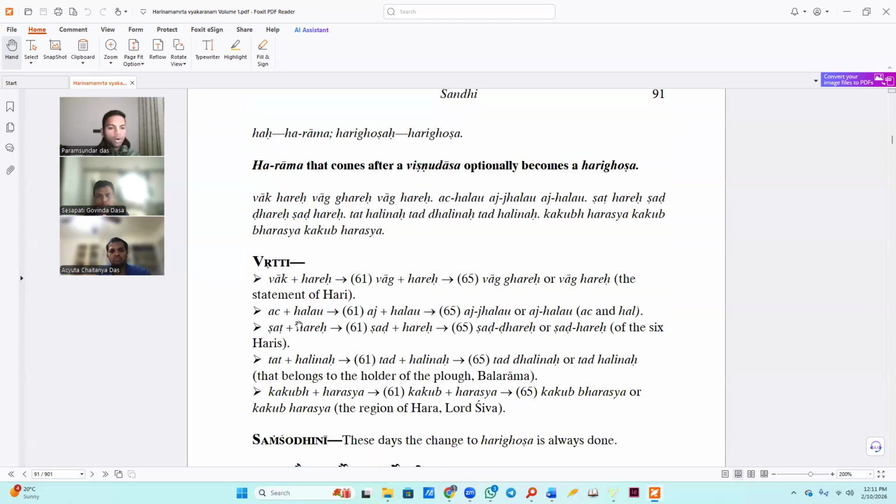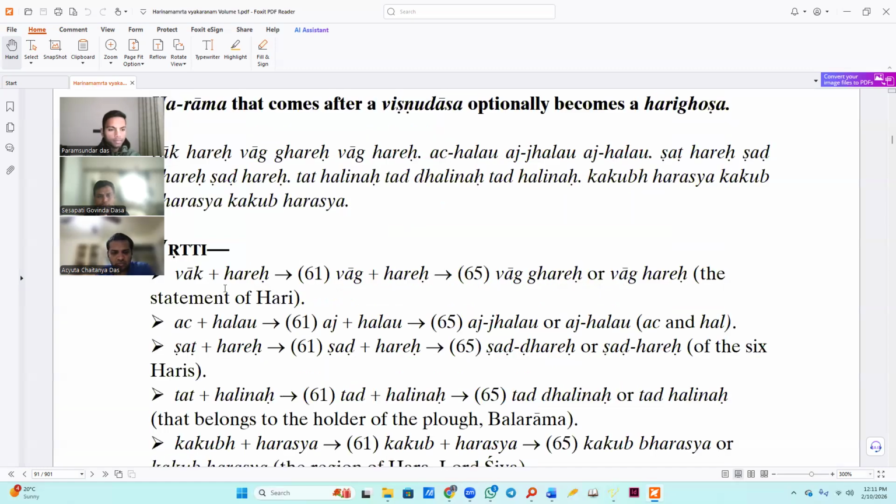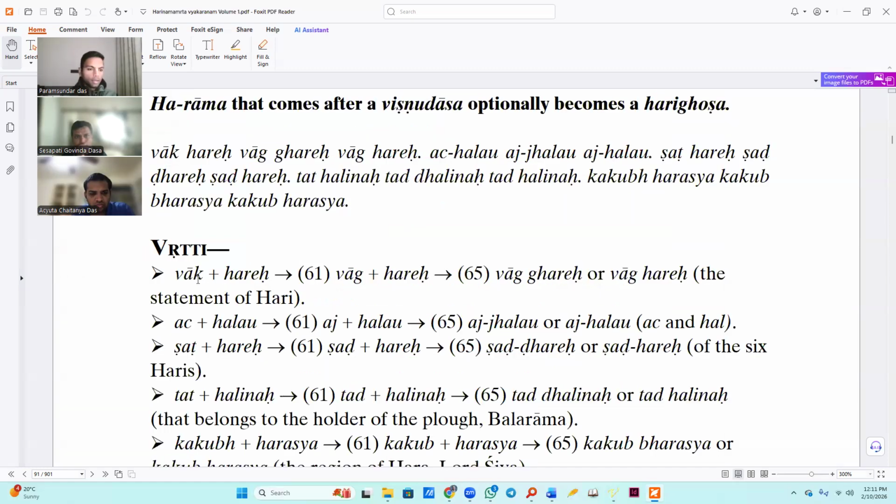For example, Vak Hare. So Ka is a Vishnu Dasa and then Ha is following. So first of all, we'll apply 61 here. Ka will become Ga. Ka becomes Ga, Vishnu Dasa, Vishnu Padante, Hari Gada, because nothing is stopping it from becoming Ga. And then we apply this rule. So Ha becomes Hari Ghosha of the Varga of Ga Rama.